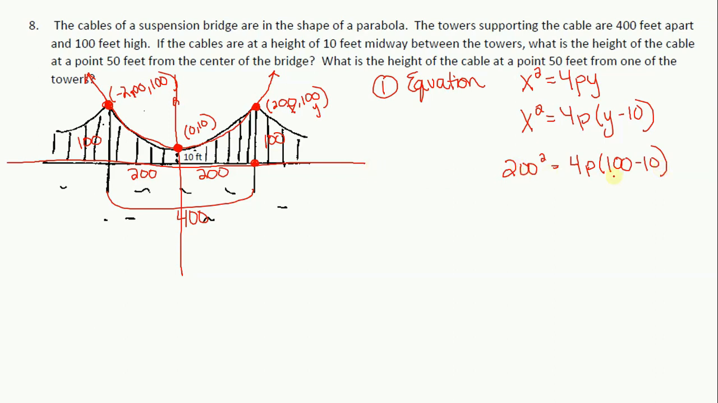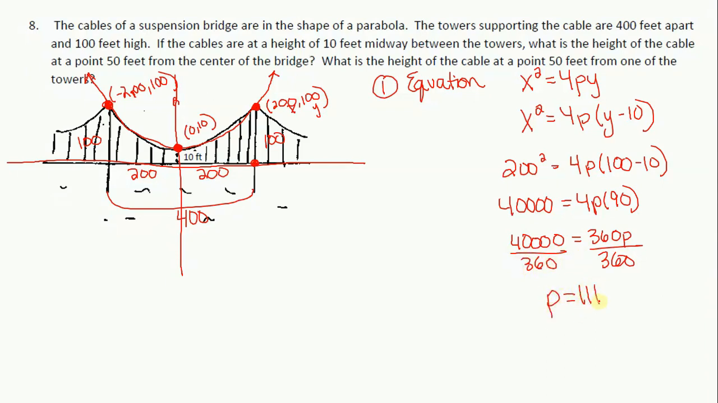I'm going to start solving for p here. So 200 squared is 40,000. 4p times 90, right? Because that's 100 minus 10. AKA, I'll get 40,000 equals 360p. So now, let's solve for p. If I divide by 360, I'll get a value of 111.11.